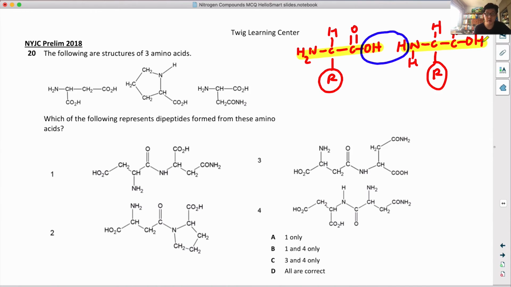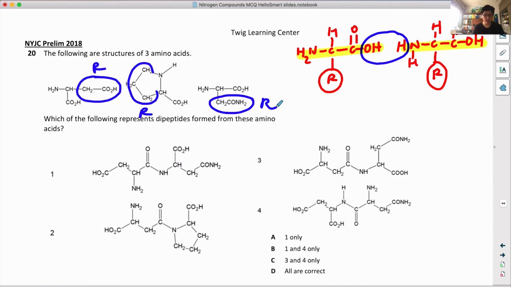So you have to circle the R group to make sure you understand where the R groups are first. For this molecule, you can see that this whole thing is your R group. For this one, in fact, it's like that, but this is your R group, of course. And for this one, this is your R group.